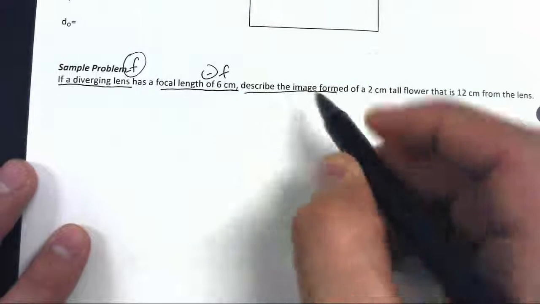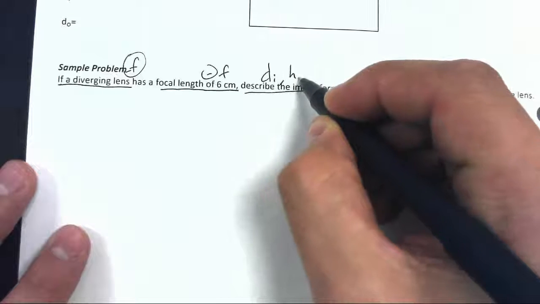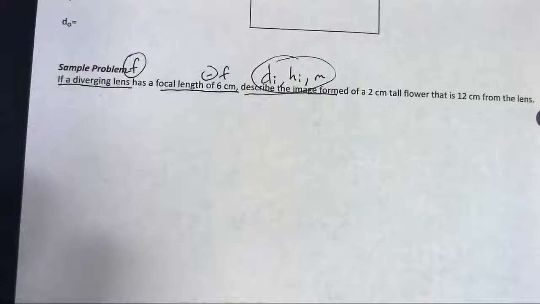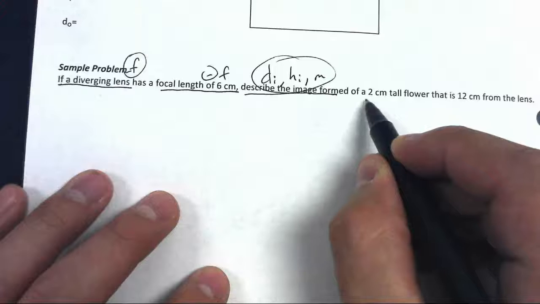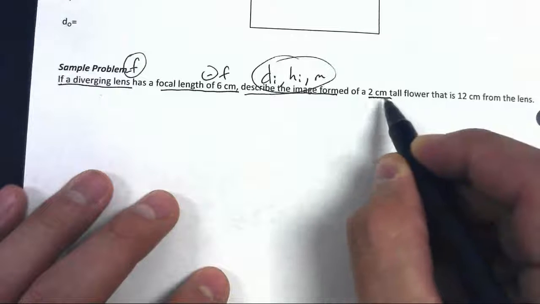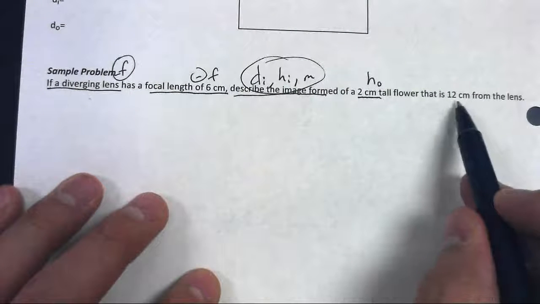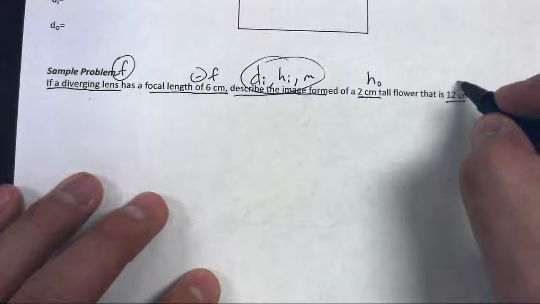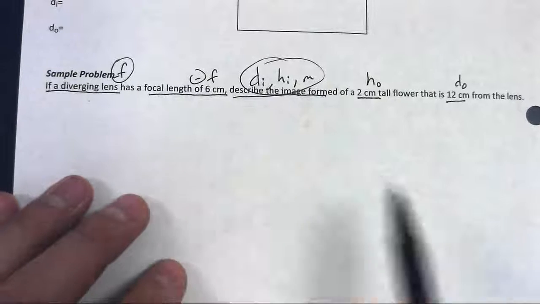Describe the image formed means give me anything with a subscript I. That means distance to the image, height of the image, as well as the magnification of the image. We're going to do all three of those. Describe the image formed of a 2 centimeter tall flower. That's the height of the flower, which is the object, so that's the height of the object. And the flower is 12 centimeters from the lens. This is the distance from the lens to the object. Distance to the object is what they gave us.